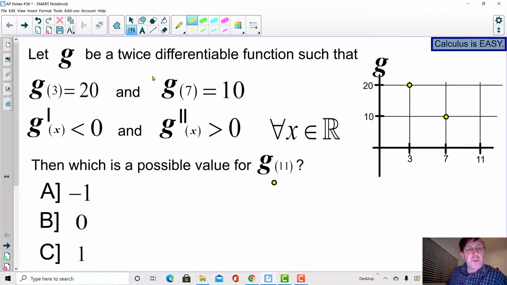Okay, for today's homework, we only have two new examples. This goes with homework number 36. Here it says that g is a twice differentiable function. So that means the first derivative and the second derivative exist everywhere.